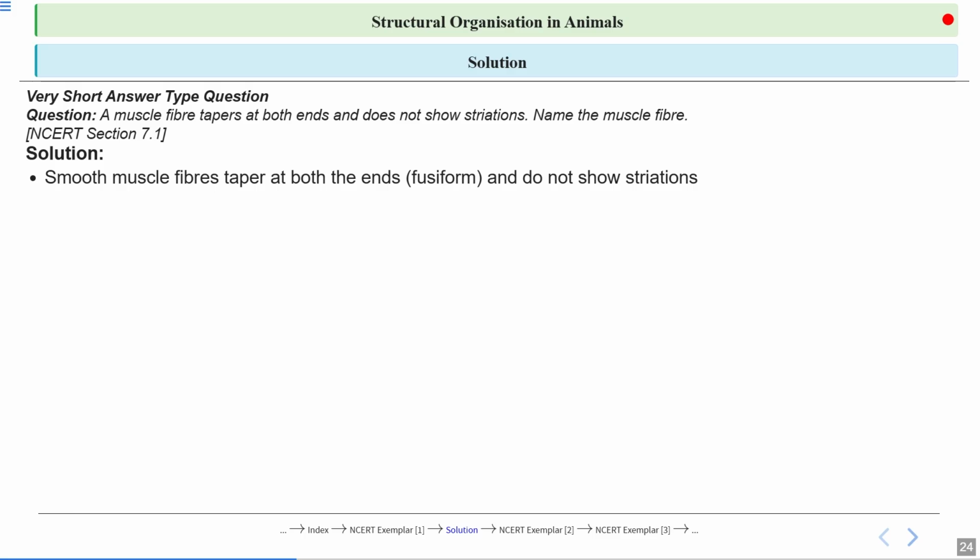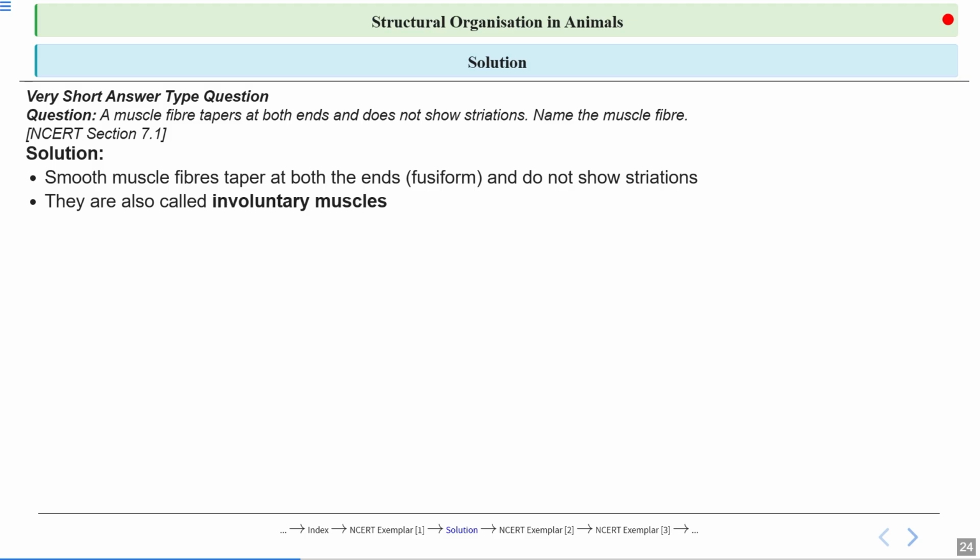Smooth muscle fibers taper at both the ends. They taper at both the ends, are fusiform, and do not show striations. No marking is there. So they are also called involuntary muscles. They do not work in our body according to our permission.